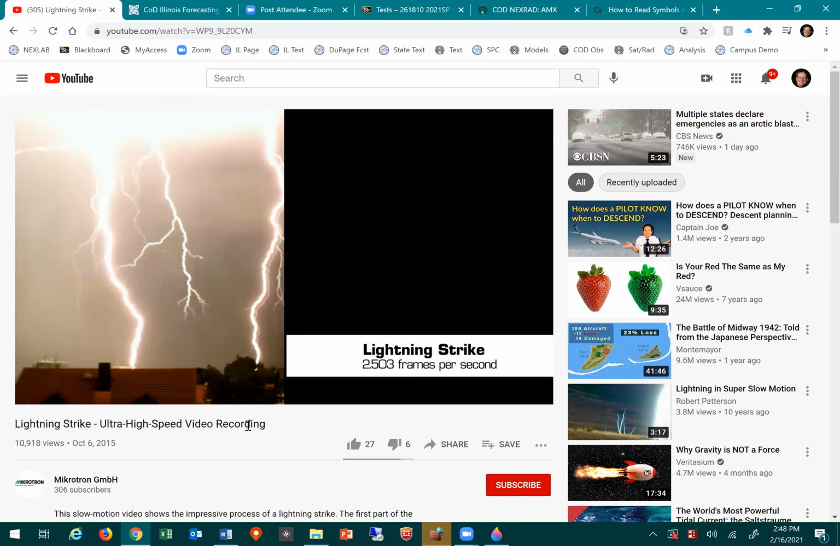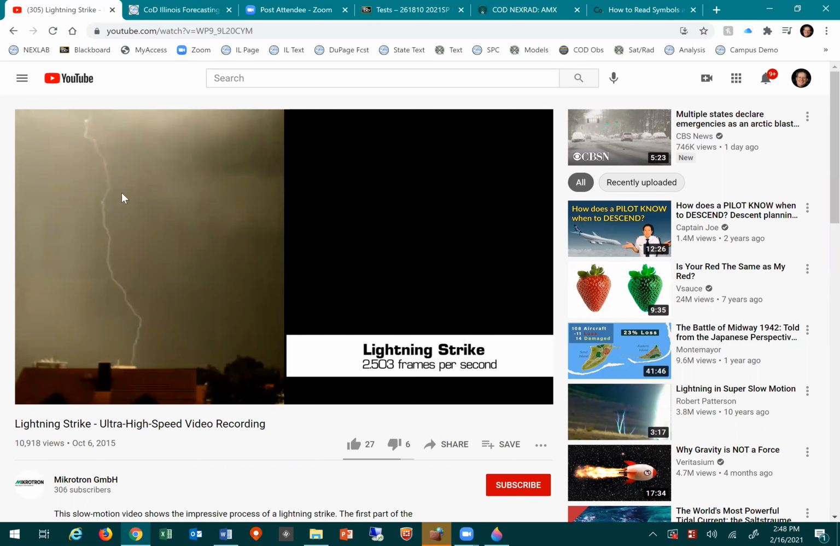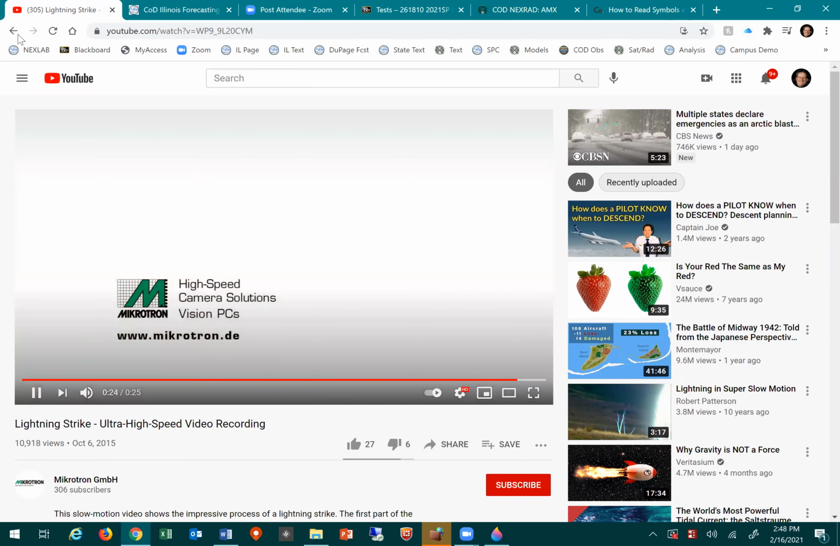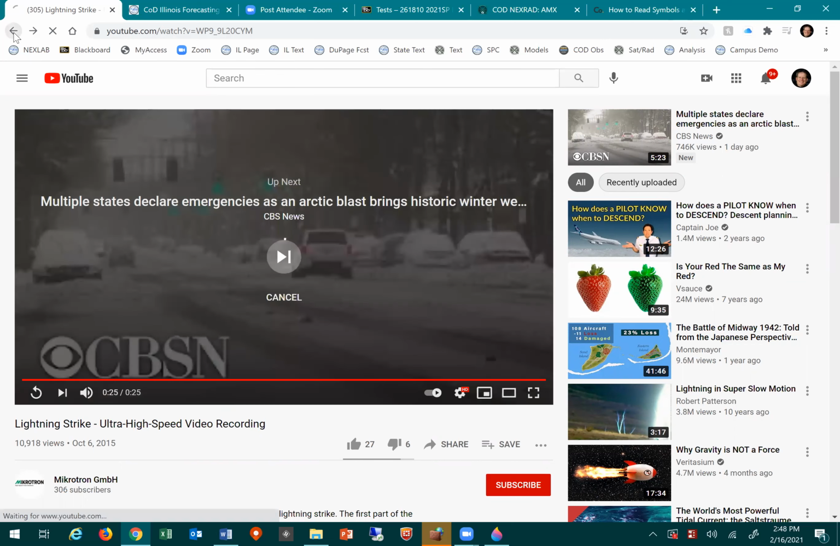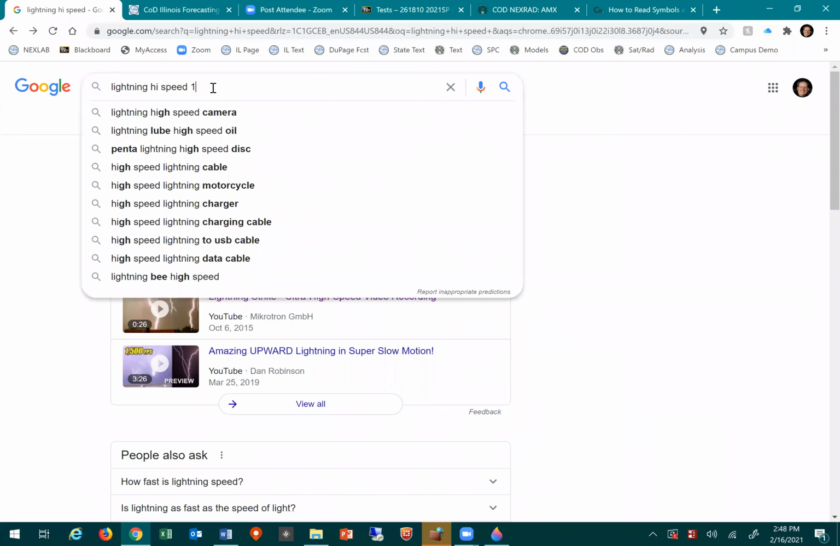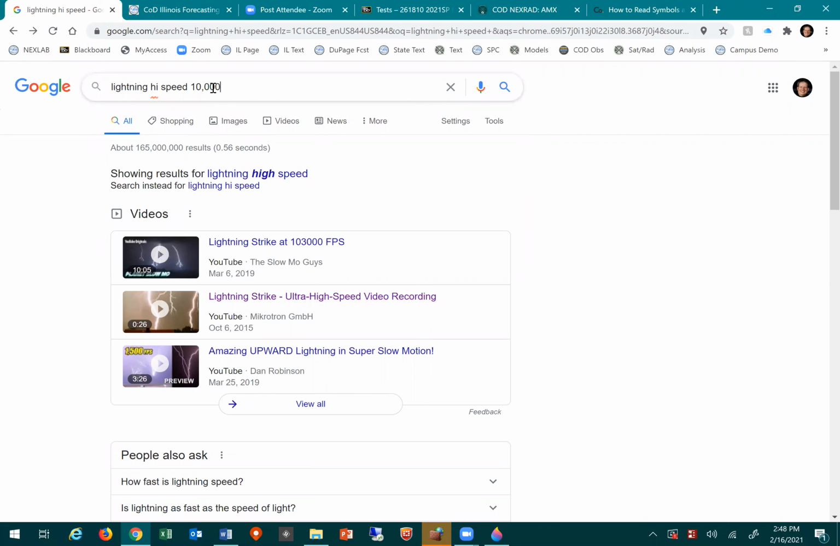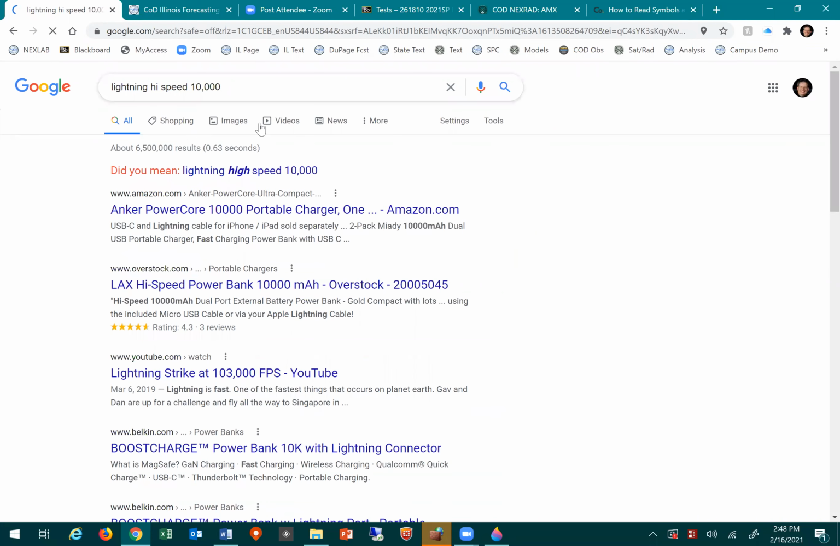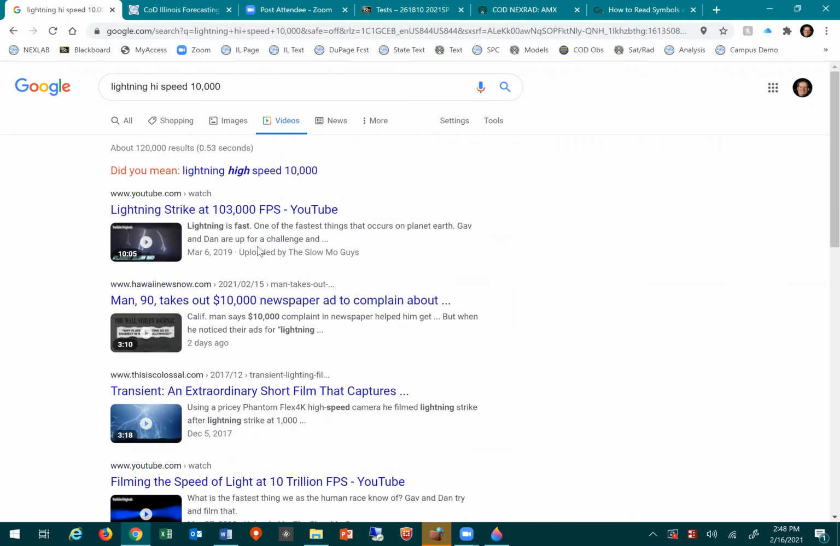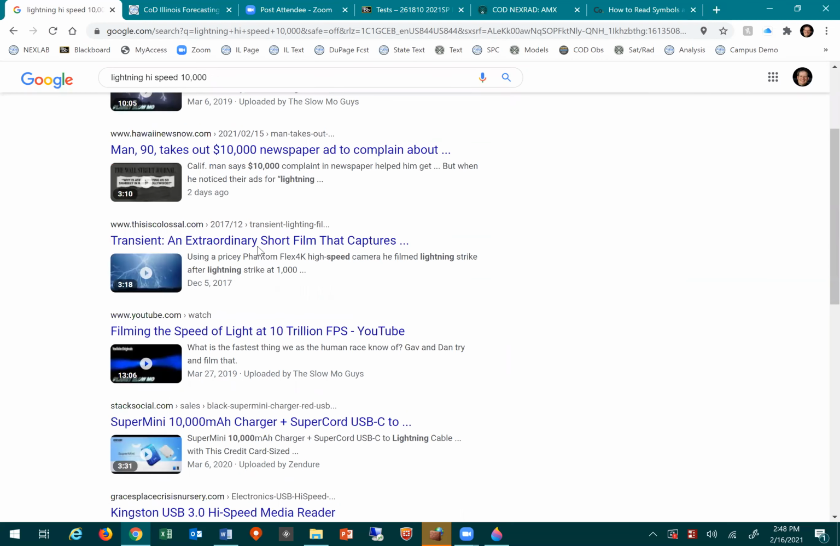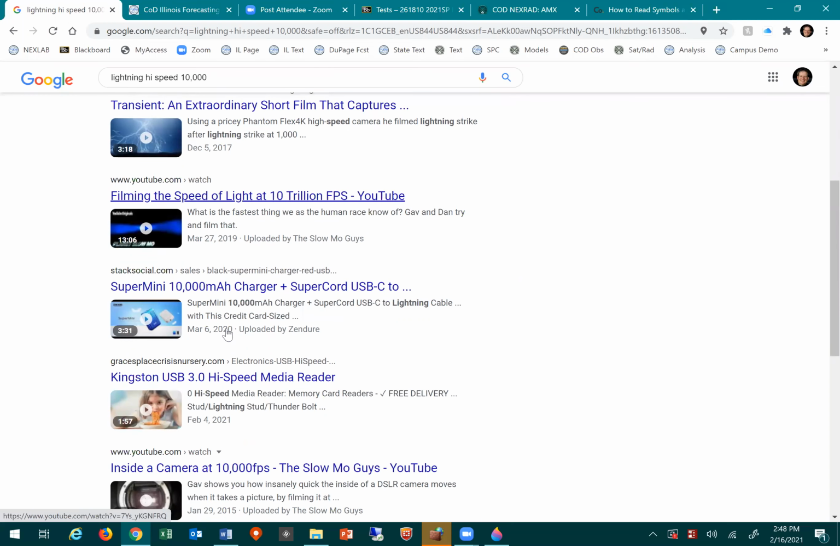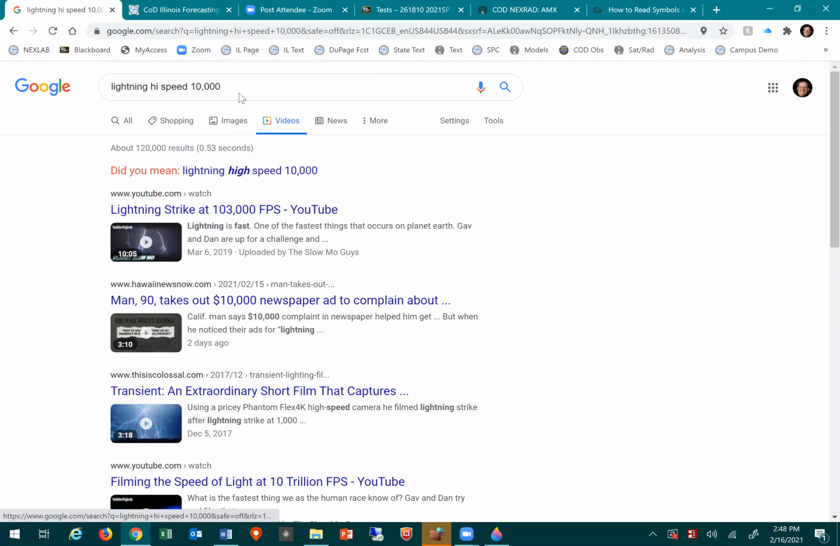You're getting what's called a step leader as the air ionizes, and then it connects as the return stroke. So it makes a difference. Tim Samaras used to do this at 10,000 frames a second. So let's see if we can get 10,000 frames a second. This is not 10 trillion frames a second, I don't think. Let's see if I can find Samaras.